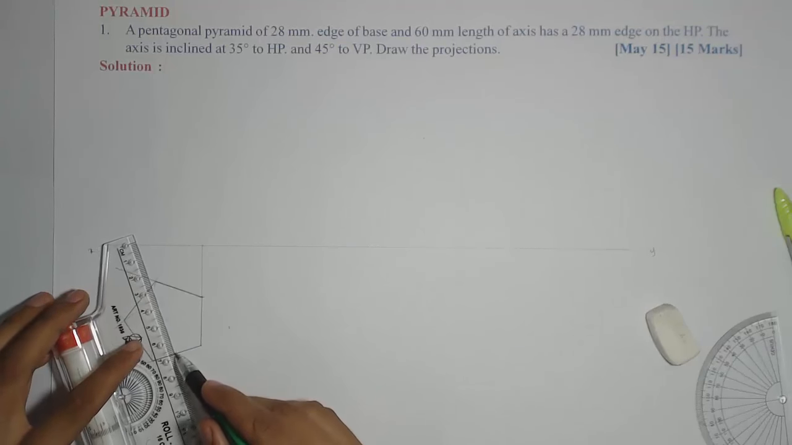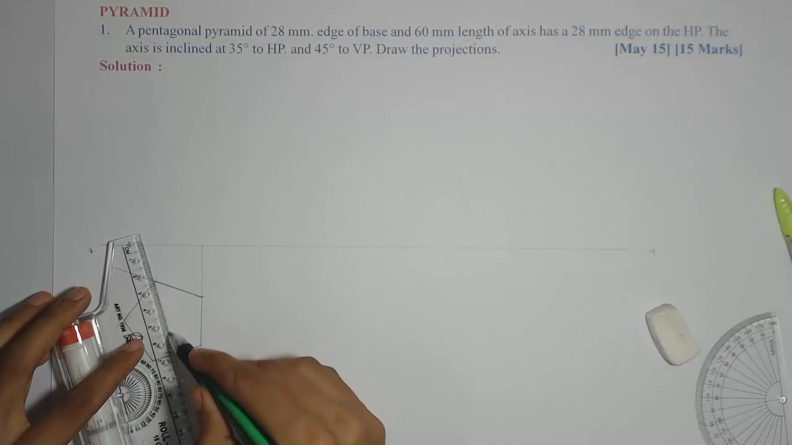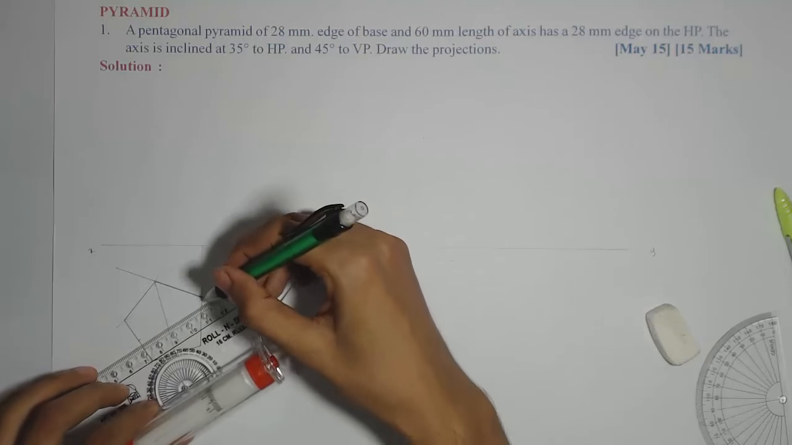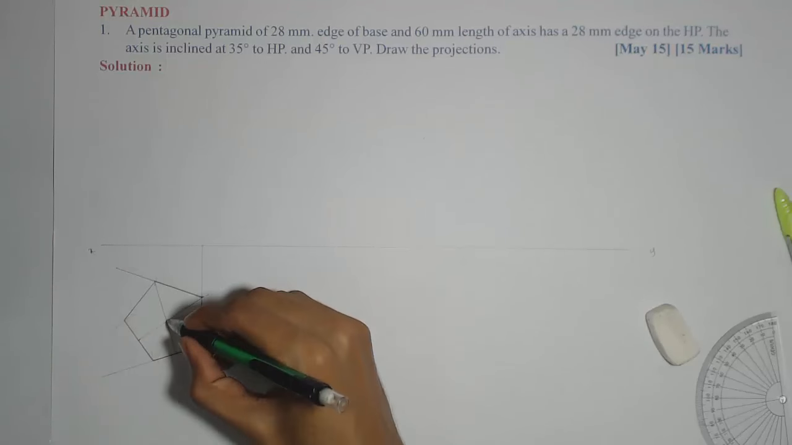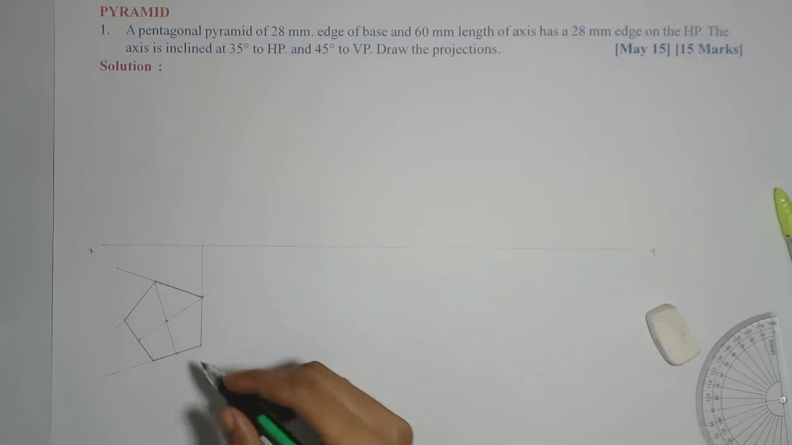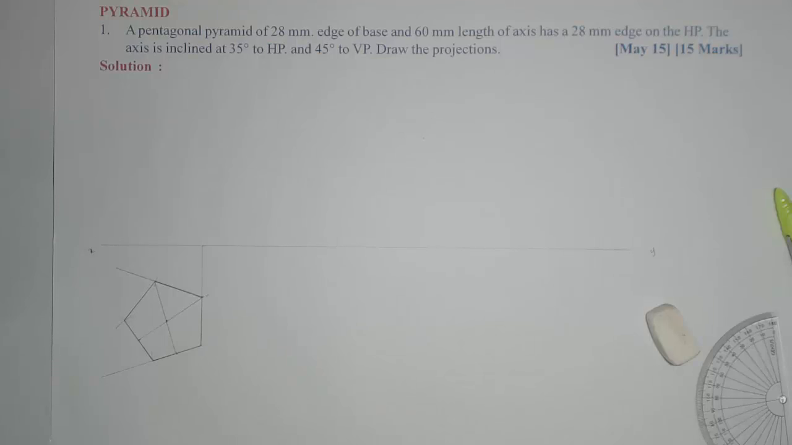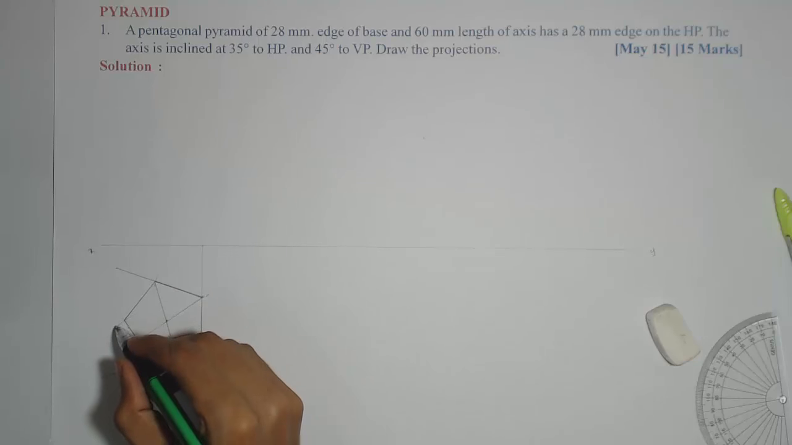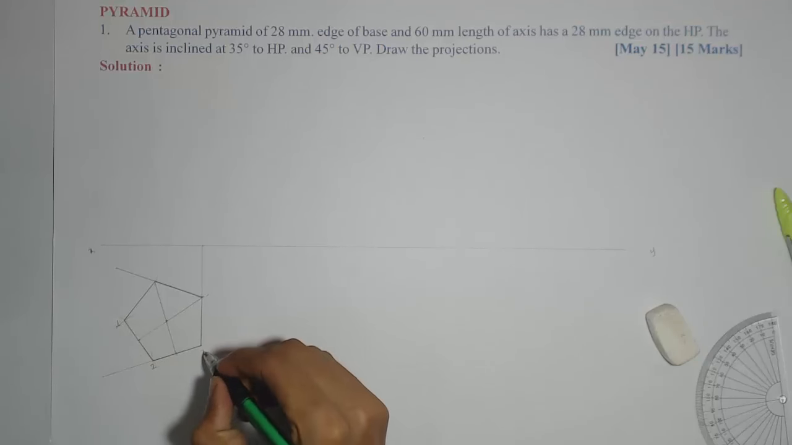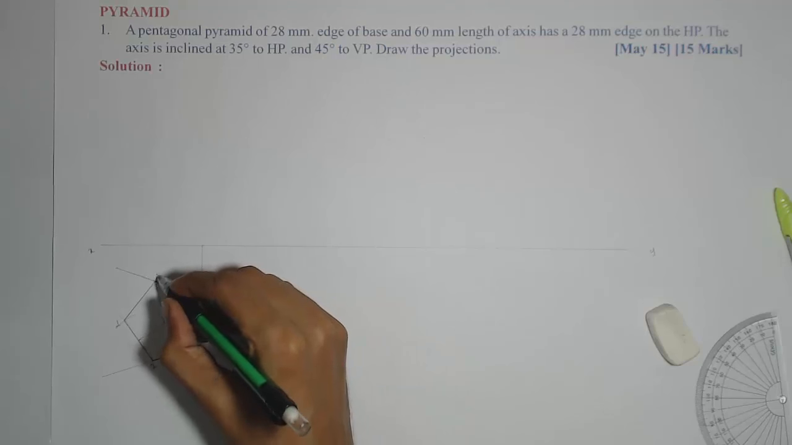Midpoint is 14 mm. So after joining with the opposite corners, we'll be able to locate the center of this pentagonal base. So this gives me the vertex. Okay. Now since it is a pyramid, I'll not be able to see two bases coinciding with each other. So I'll denote only by one notation at each corner. So I'll denote by 1, 2, 3, 4 and 5.